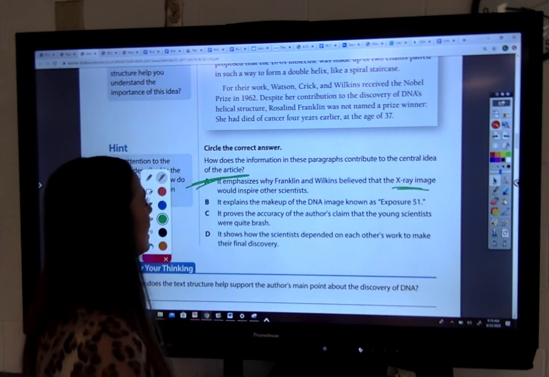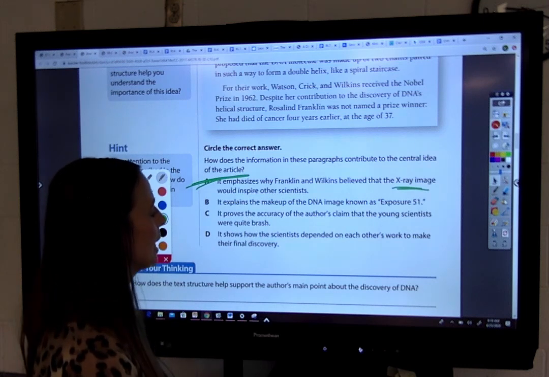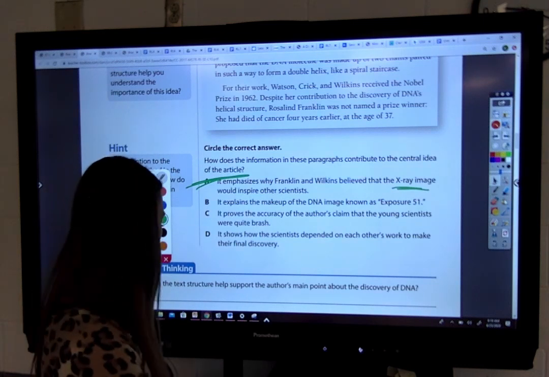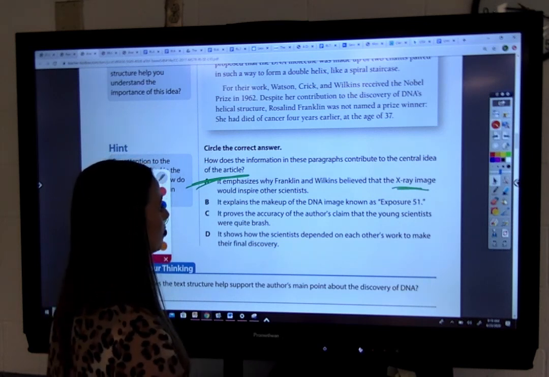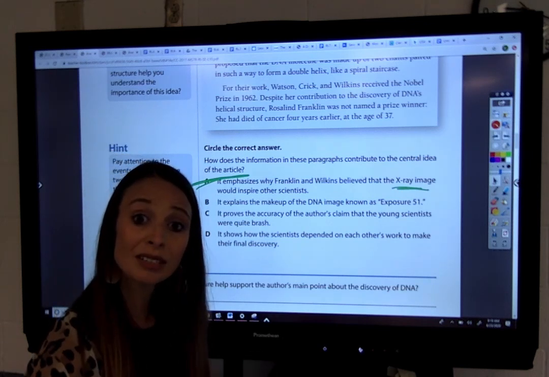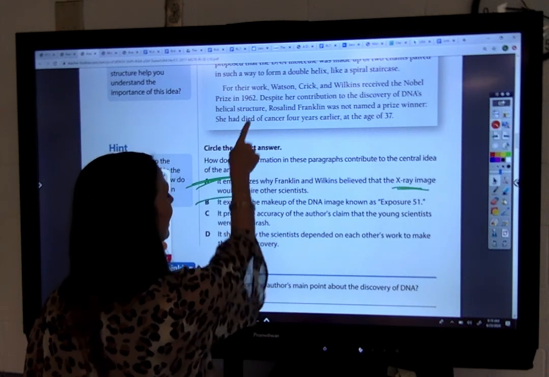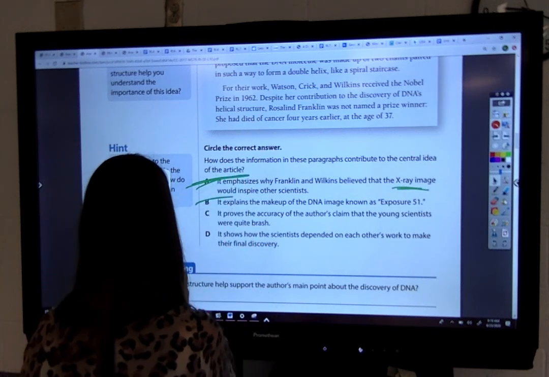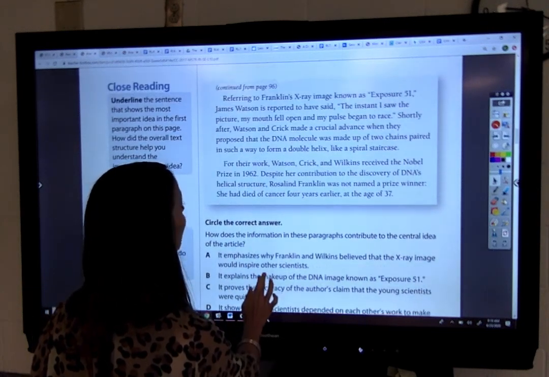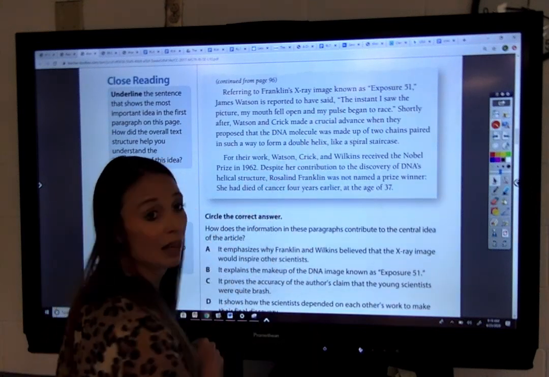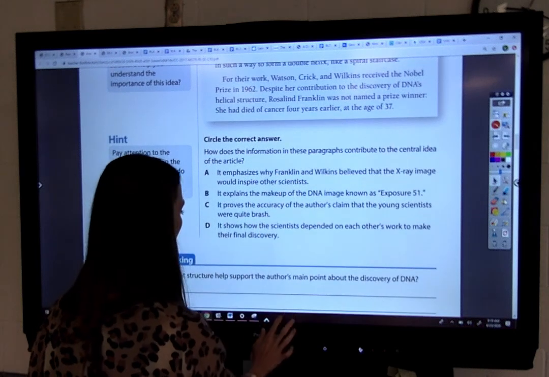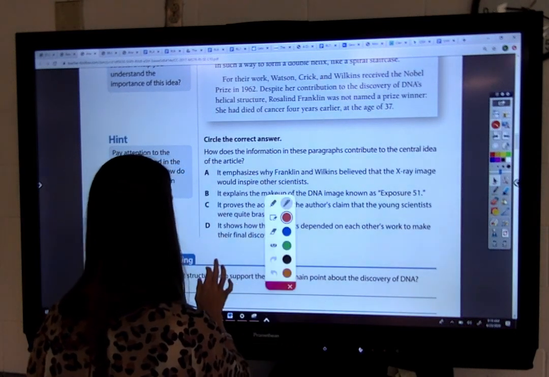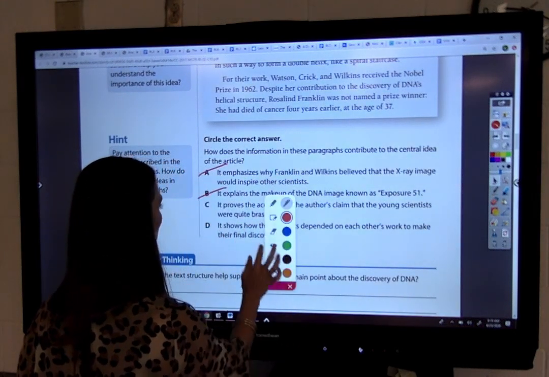Let's look at B. It explains the makeup of the DNA image known as Exposure 51. Well, it talks about Exposure 51. Does it explain Exposure 51? No. So it didn't explain it up there. If you go back to the story, it just mentioned it. It didn't do any explaining about it. In the first sentence, that's all they just stated it. So we know it's not A, and we know it's not B. So we've already eliminated A, we've already eliminated B.